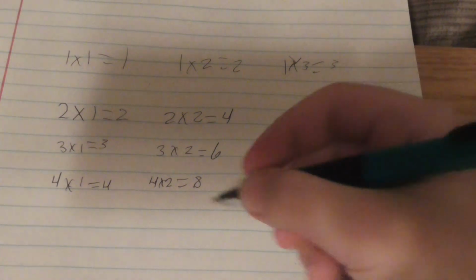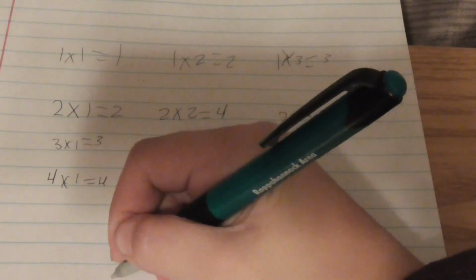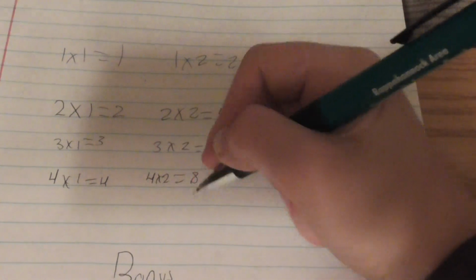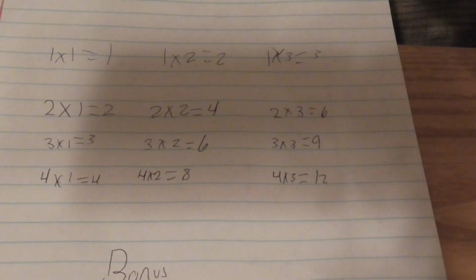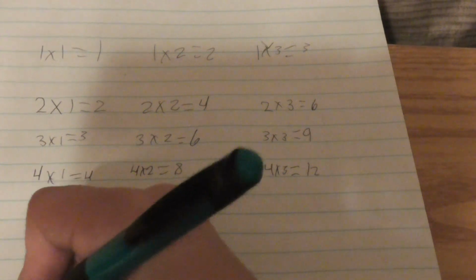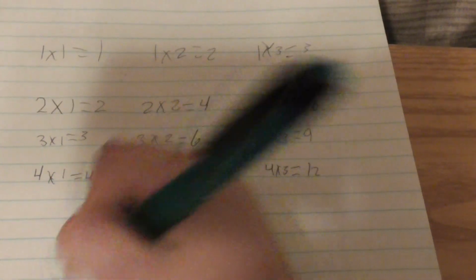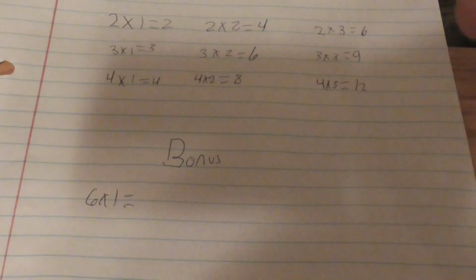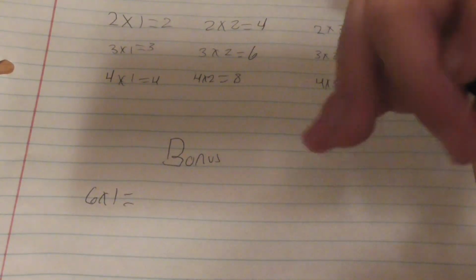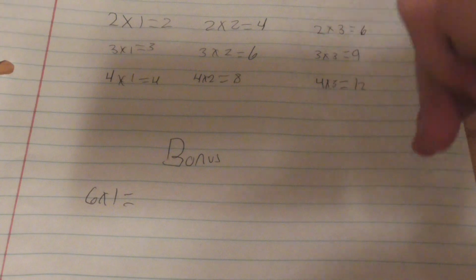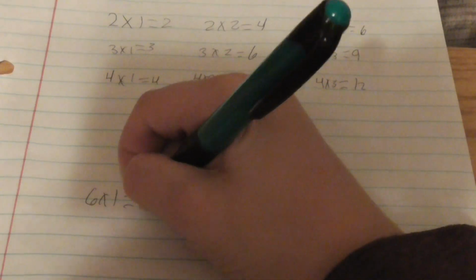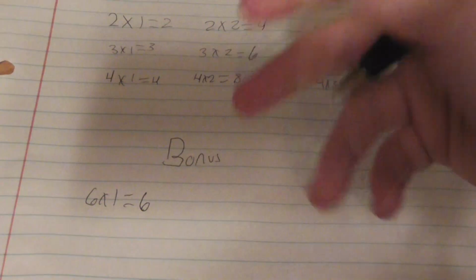For a bonus, if the teacher wants to do this far. Bonus. We will be doing 6s. So, 6 times 1. What's the answer? Let me go down here. What's the answer? I'll let you a minute. Pause video, whatever. And your answer is, well, if you're following along, 6.